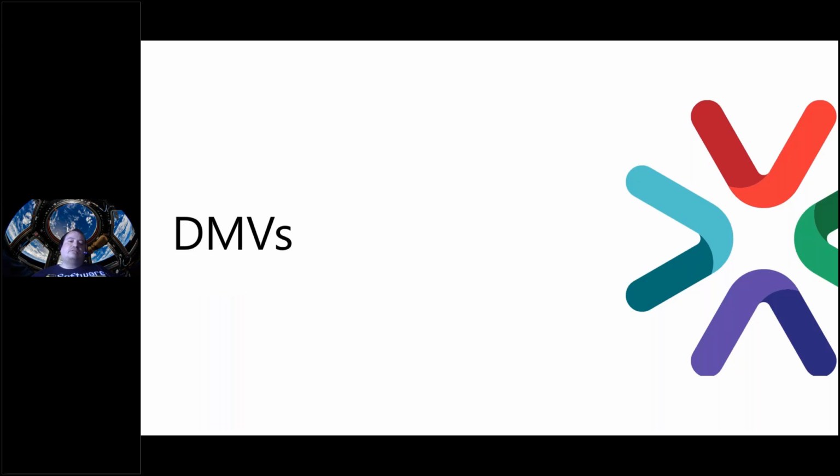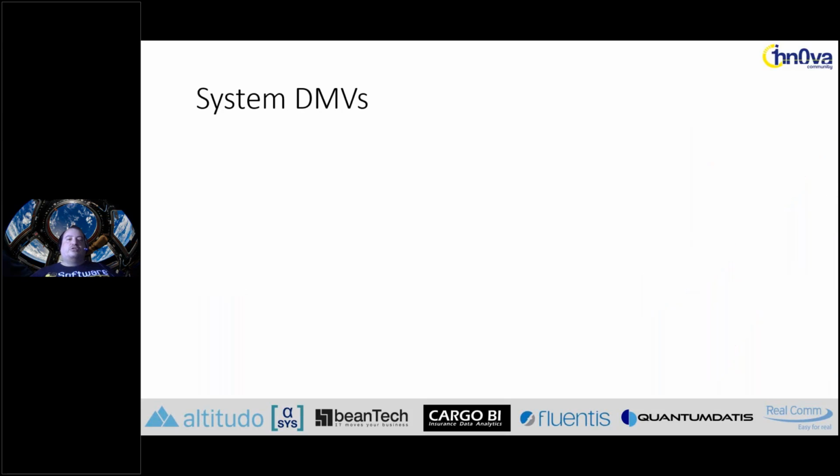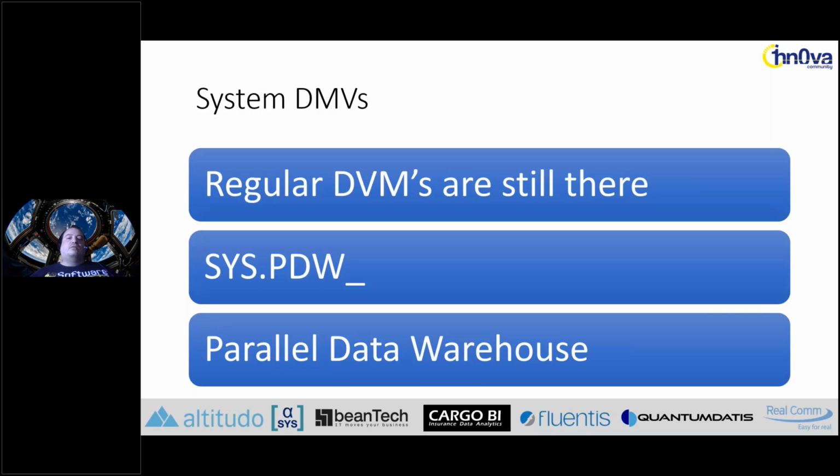Let's continue on our slides. First, let's review the DMVs that we just saw, the system DMVs. Regular DMVs for SQL Server are still there, but regular DMVs will basically return the result related to the virtual scenario, where you have one single table. But the sys.pdw_ views are there to help you get the internal details about how the SQL dedicated pool is working. And why PDW? PDW means Parallel Data Warehouse.